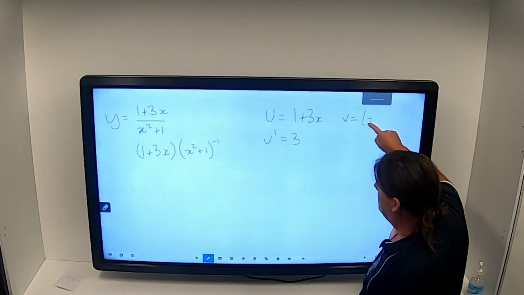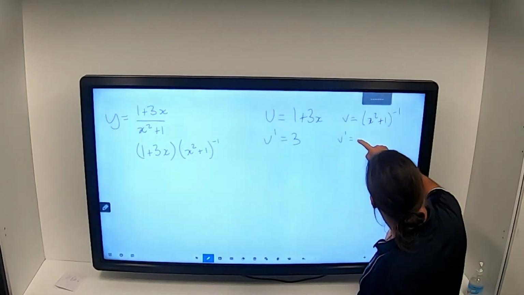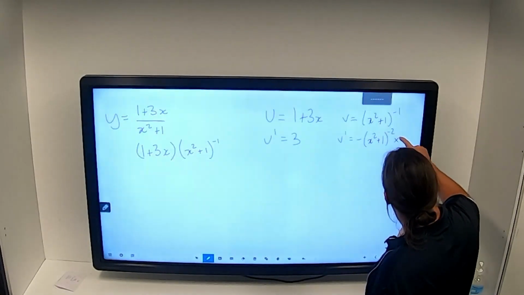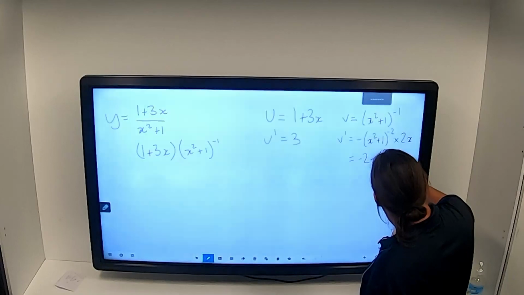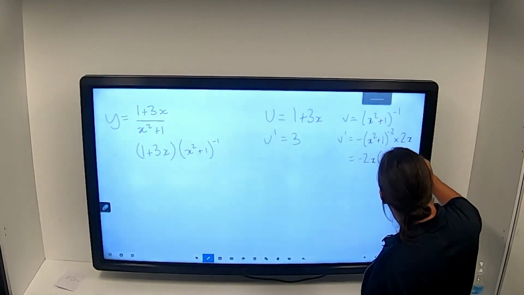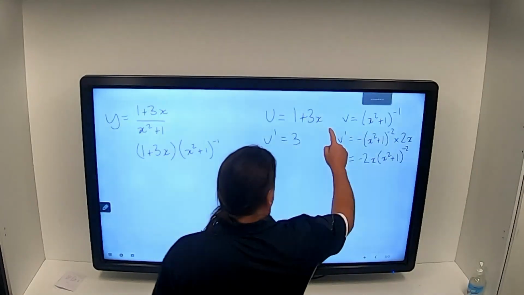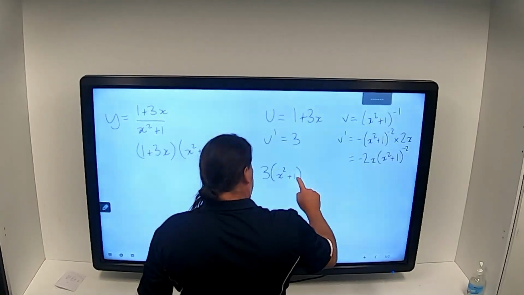So v equals x squared plus 1 to the minus 1. V dash is going to be minus x squared plus 1 to the minus 2 times 2x. So that equals minus 2x, x squared plus 1 to the minus 2. Okay, just a bit of chain rule there. Let me know if I've made a careless mistake. So let's put it together using our product rule, u dash v plus v dash u. So u dash v is going to be 3 times x squared plus 1 to the minus 1.